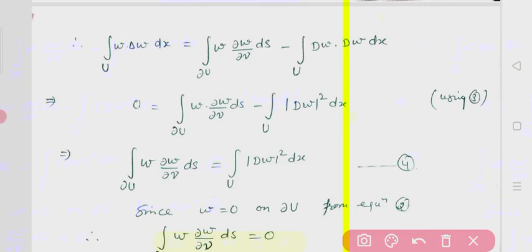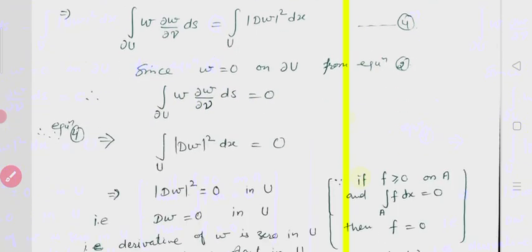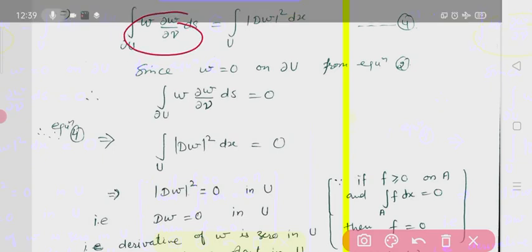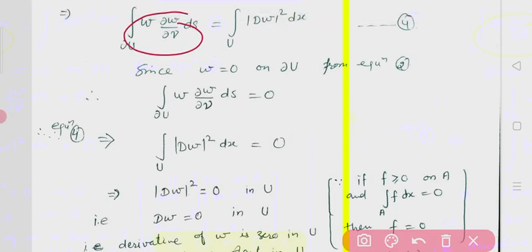Now that can be written like this. Okay, now we can see that this w is 0 on the boundary. Above we have shown that w is 0 on the boundary, so that means this part is 0. So if w is 0, you will say that the left hand side of 4 will be equal to 0. If this is equal to 0, you will say that that part is 0. If this part is 0, I can say that the integral of mod of dw square over u will be equal to 0. So I will get this one.